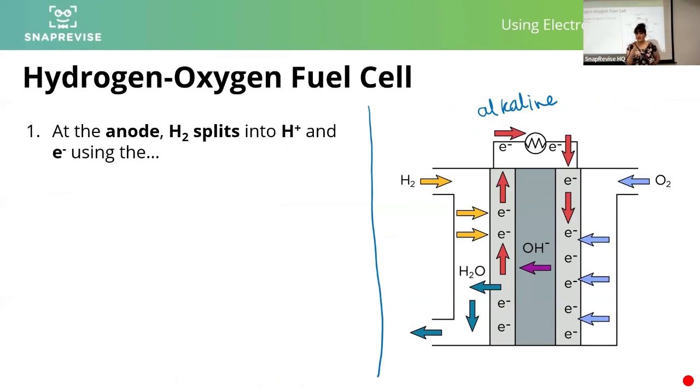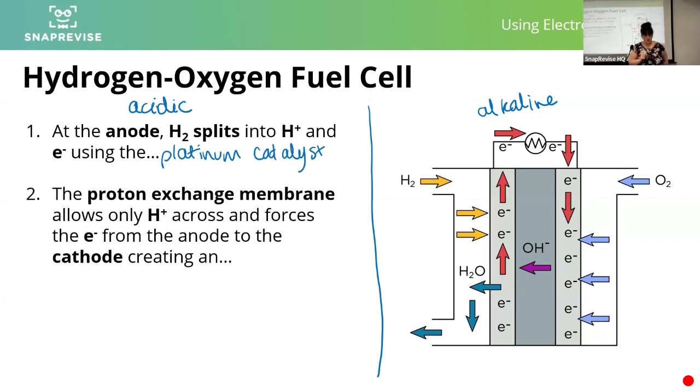So for acidic hydrogen oxygen fuel cells, I find acidic easier. I think because there's fewer water molecules getting in the way. At the anode, H2 splits into H+ and an electron using the platinum catalyst. The proton exchange membrane, the semi-permeable membrane in the middle, which for alkaline allows the hydroxides across, but for acidic will allow protons across, H+. It forces electrons from the anode to the cathode, creating an electric current.